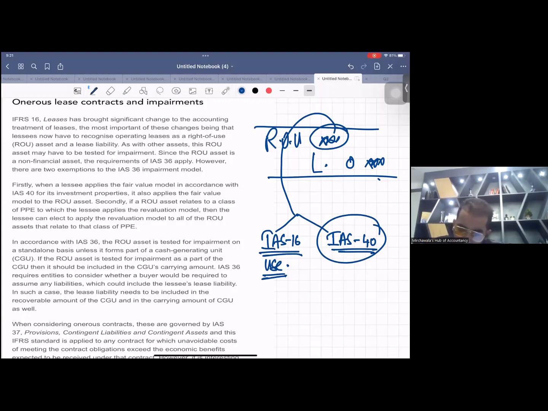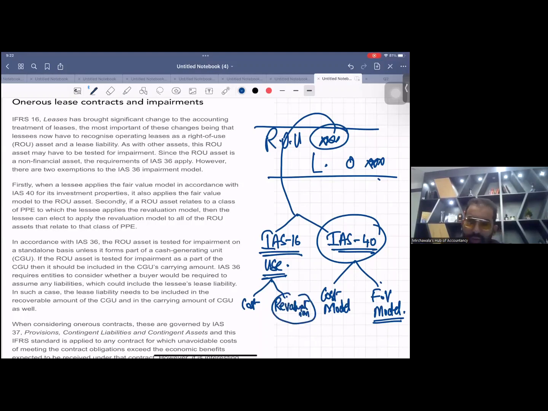And in IAS 40, there are two models. One is the cost model. Strictly, we are discussing the asset side here. Cost model, and the second is the fair value model. And the same is the case with IAS 16: again, we have the cost model and the other one is the revaluation model.